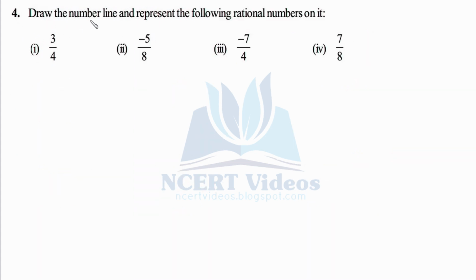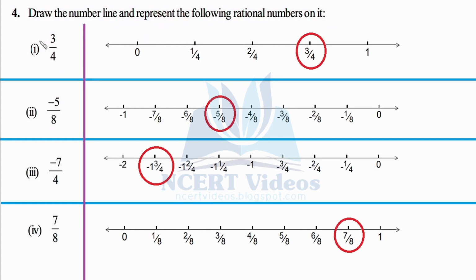Question fourth. Draw the number line and represent the following rational numbers on it. Before solving such type of questions, you have to keep in mind whether you have a proper fraction or an improper fraction. So what are those? A proper fraction is this one, where the numerator is smaller than the denominator, whereas an improper fraction is this one. Just ignore the signs for the moment. Here the numerator is greater than the denominator, so therefore it is improper.